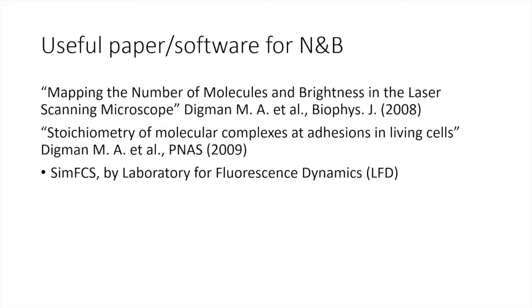The first paper is actually the original paper for number of brightness. They developed number of brightness by using confocal microscopy. And the second paper is the cross number of brightness, by using two colors to see the interaction between these two proteins. And of course, this lab, the Gratton lab, developed the software called SimFCS, and you can go to their website and download the software to do the number of brightness.